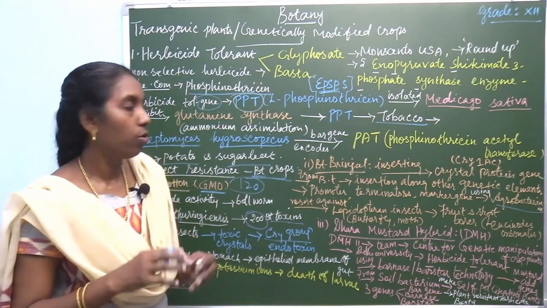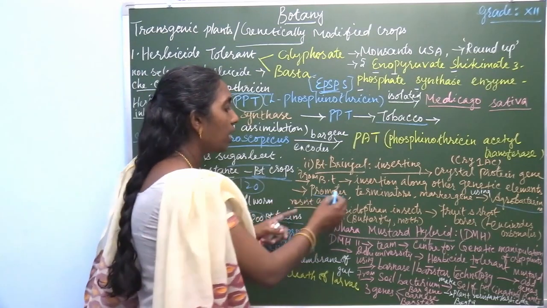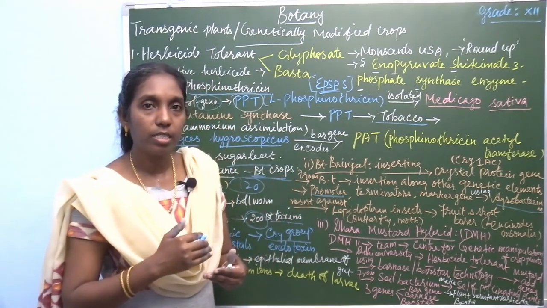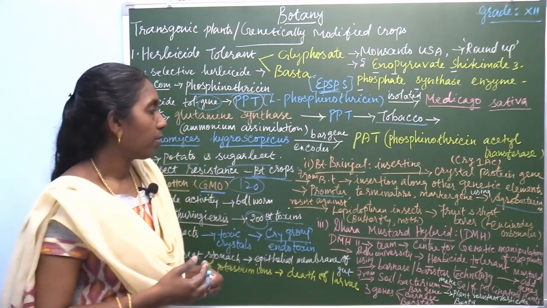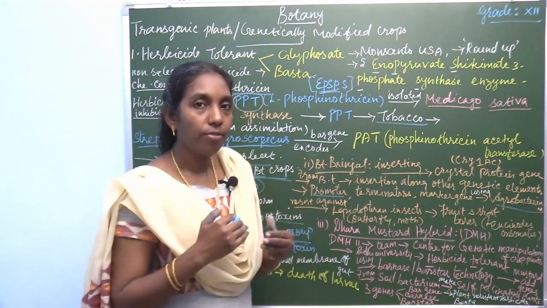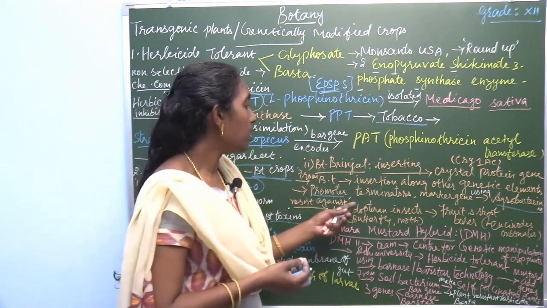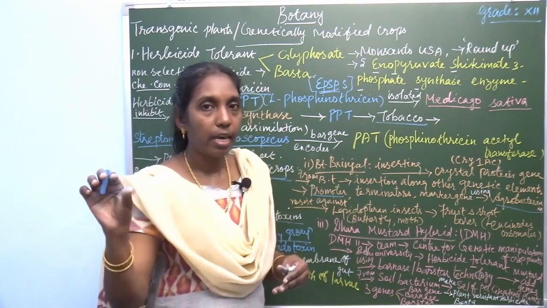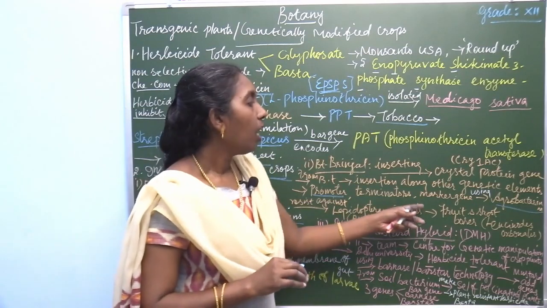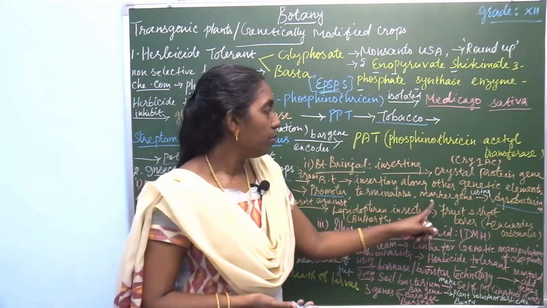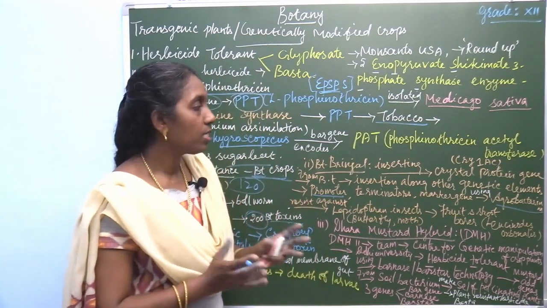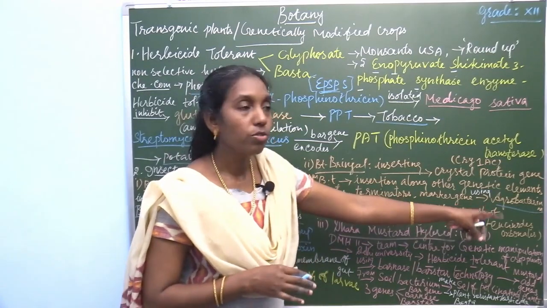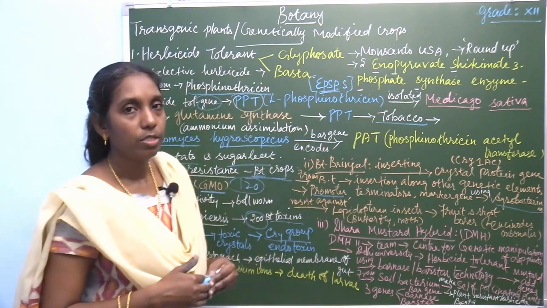The genetic elements include the promoter. The promoter is a region, a sequence of DNA, which initiates the transcription process. Terminators are the end region of the DNA, and there is also the antibiotic resistant marker gene. Along with this, the insertion is done using Agrobacterium tumefaciens.